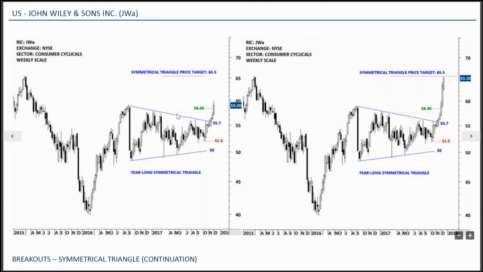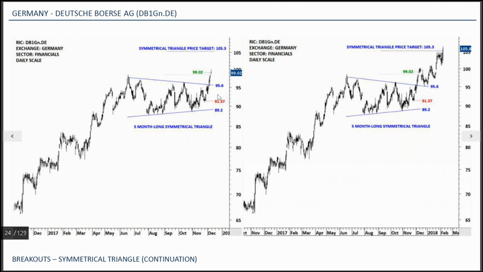You can see again, even with the symmetrical triangles, how many times the boundaries are being tested, and then when the breakout comes, there is a big momentum following the breakout. Germany, the exchange, perfect symmetrical triangle, several tests of the boundary. After the breakout, we have experienced a pullback, and then we reached our chart pattern price target.